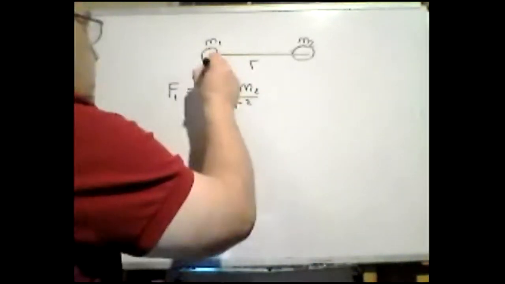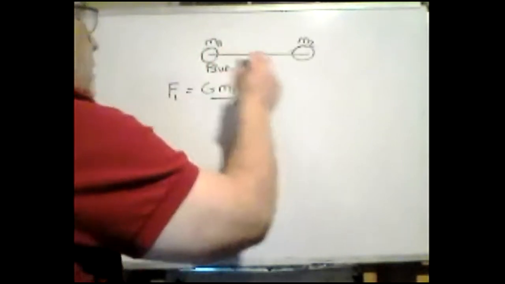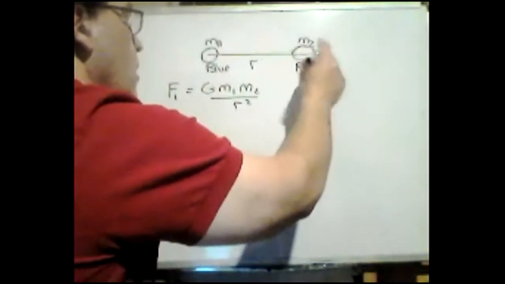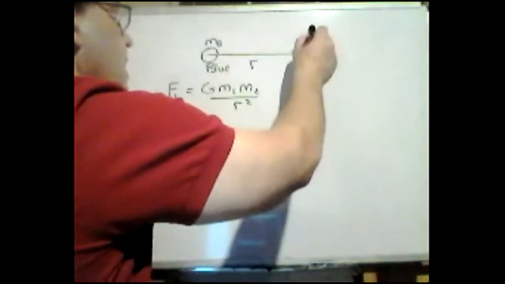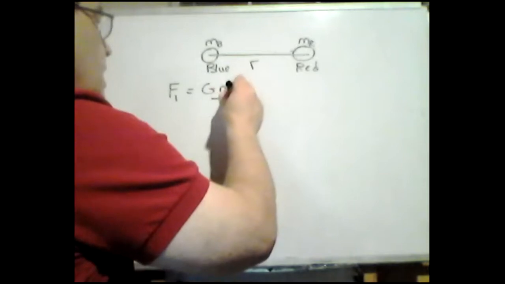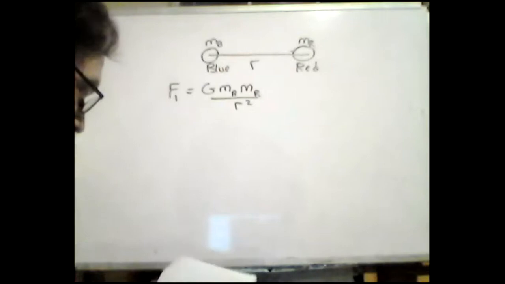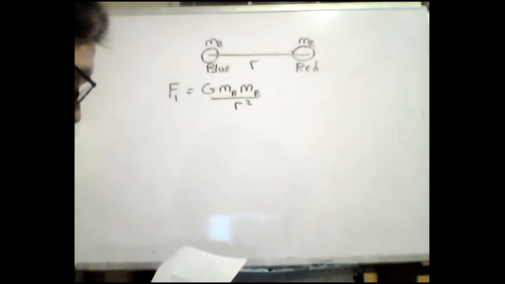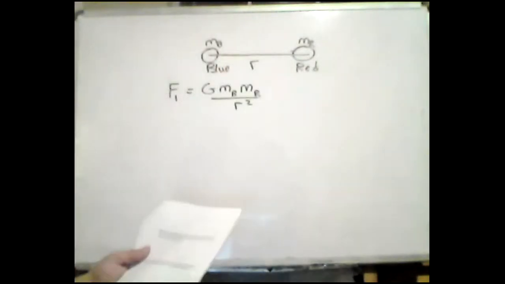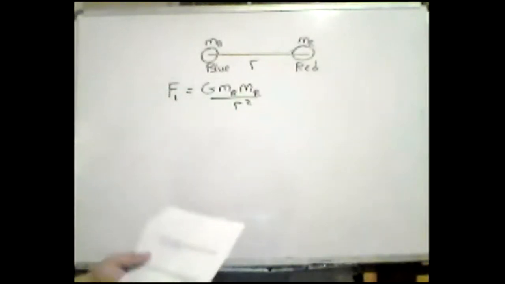Well, what am I telling you to do? We'll just say this is the blue object and the red object. So I have M sub B and M sub R, B for blue, R for red. All right. Now, what do I want you to do? I'll do the first part for you. What's the relationship between the mass and the force? Again, this is the relationship. It's Newton's law of gravitation.